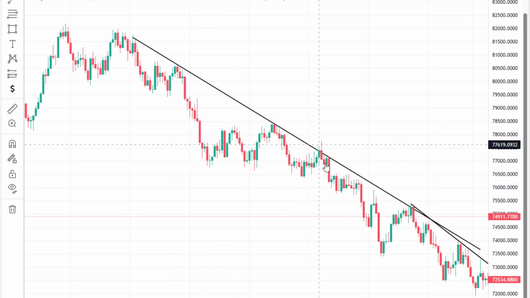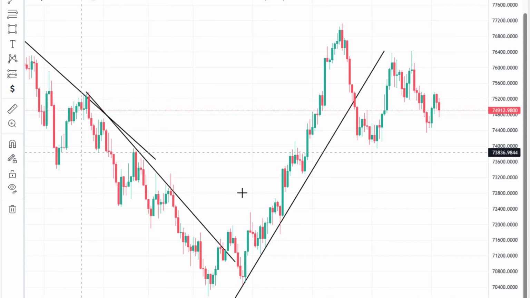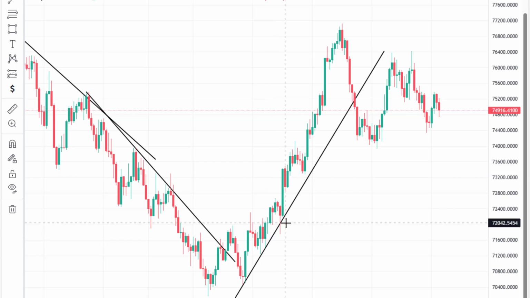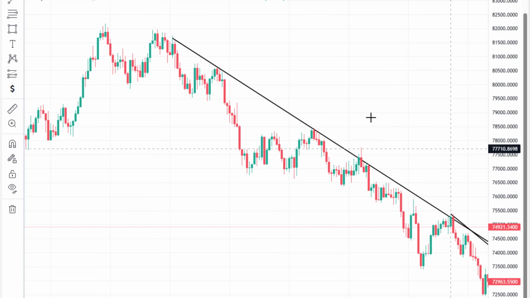Price comes and hits, you enter. Price comes and hits, you enter. Price comes and hits, you enter, until when the trend changes and it starts going up, you start catching the moves up. So with this trend line strategy, you have the opportunity to use a very small stop loss.